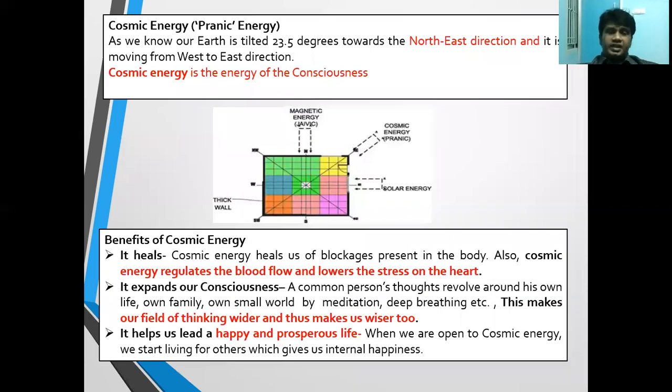First is the cosmic energy. As per this, the cosmic energy should be faced in the northeast direction. The cosmic energy is the energy of consciousness. We prefer two things in the northeast direction: one is the underground water tank, and in a room we prefer the puja room. This cosmic energy will regulate the blood flow and lower the stress on the heart. That's why we prefer the puja room in the northeast direction.